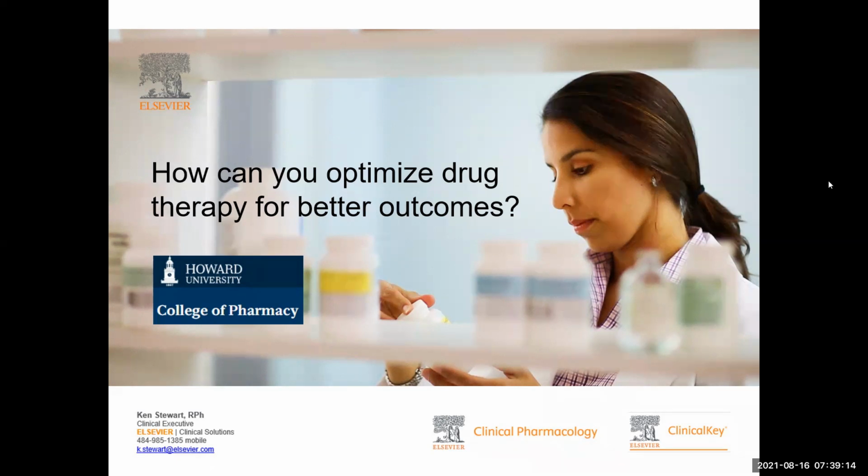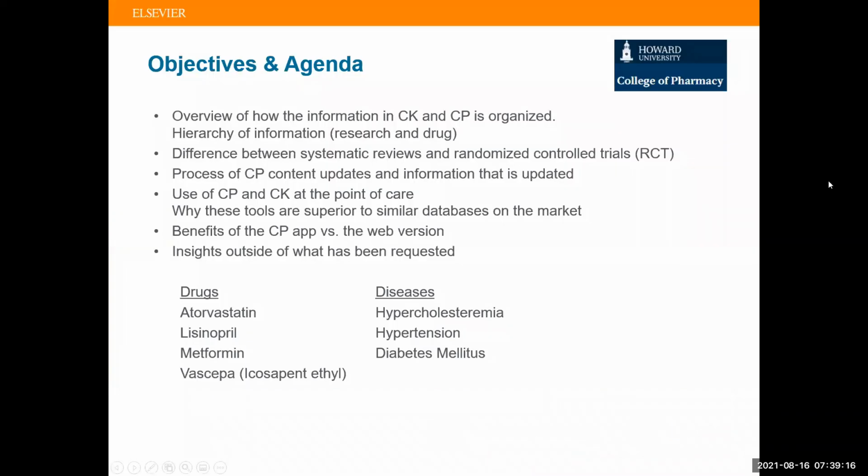The objectives for today's meeting are listed on this slide, and this was communicated to us at Elsevier. I think Juan Pablo was the main point of contact to list these requirements and the objectives for the session. So we will do an overview of both ClinicalKey and clinical pharmacology. We'll take a look at how the information is organized. We'll show you how we support both systematic reviews and randomized controlled trials within ClinicalKey.